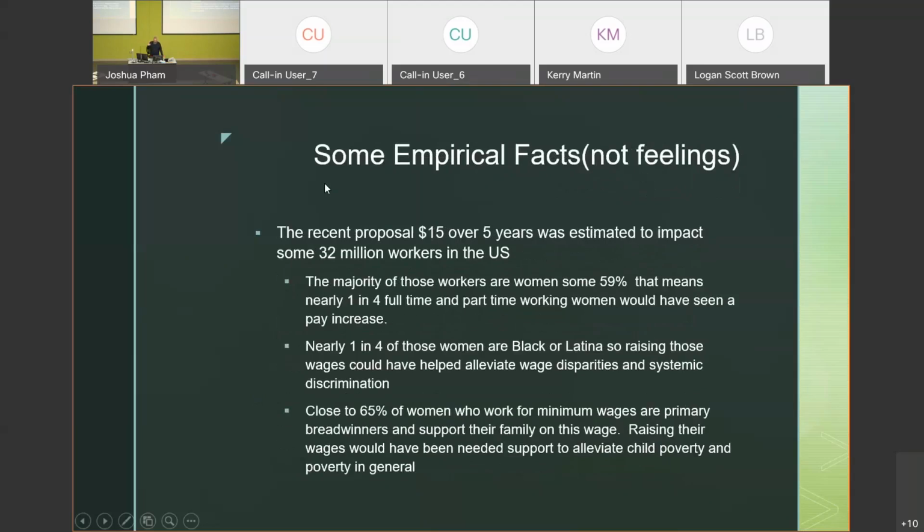The real proposal, the recent proposal, $15 over 5 years, which just went down and got stripped out of the stimulus package, I'm sure you heard about it, was forecast to be, if you can believe the predictions... I'm out of time, so cut it off right there.